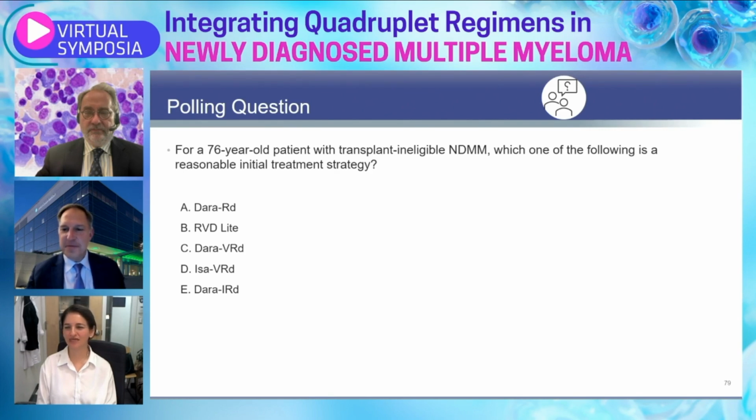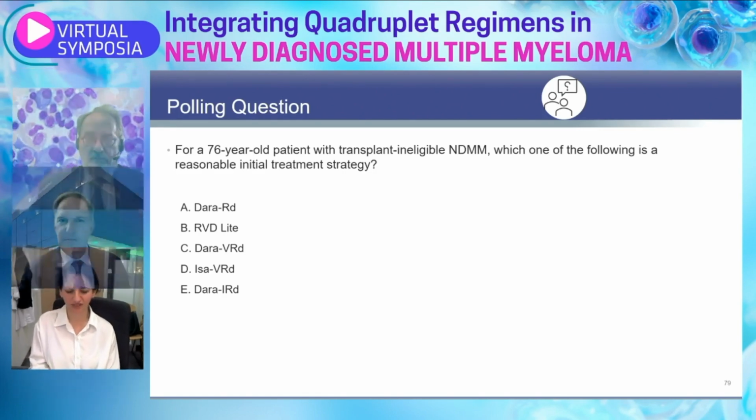Yeah, and I think just for E, for DARA-IRD, the I, which is the ixazomib, is not yet approved in the upfront setting. So unless it's on a clinical trial, we cannot really do that. And hopefully, like I said, we'll present some of that data in the future.